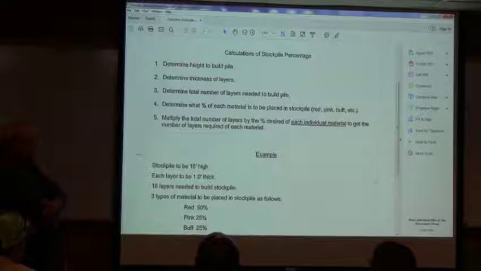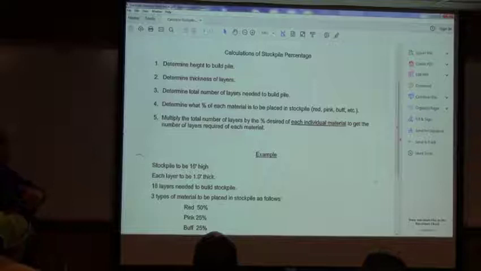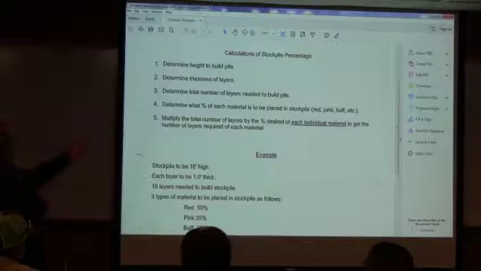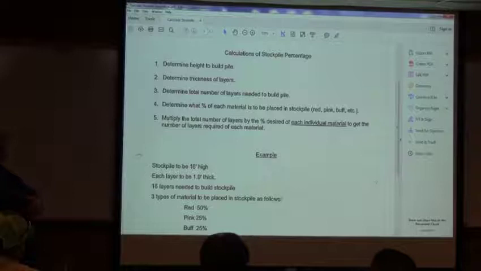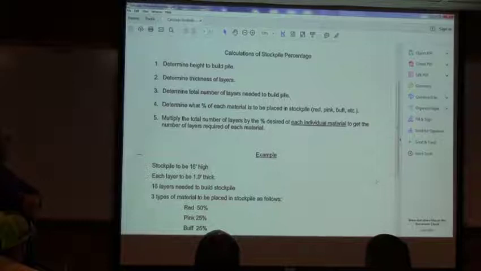Most all mine are 16 foot, and somehow Bobby got this calculation good for us, but I don't build 1 foot layers. First off, based on the loader, you need to figure out how high you're going to build your stockpiles, and then determine the thickness of the layers. Actually, that's going to be based on your percentages down here. Determine the number of layers needed to build the pile.